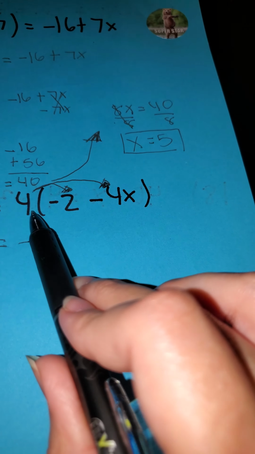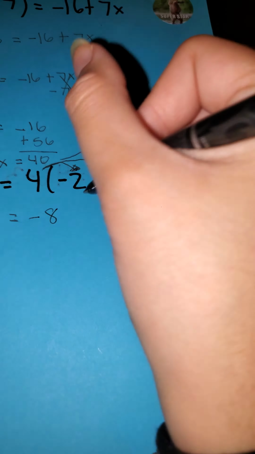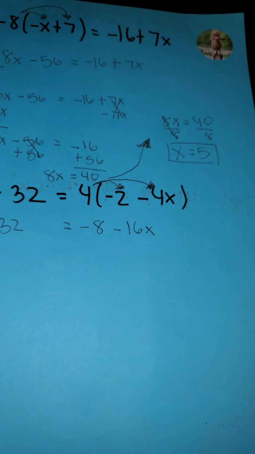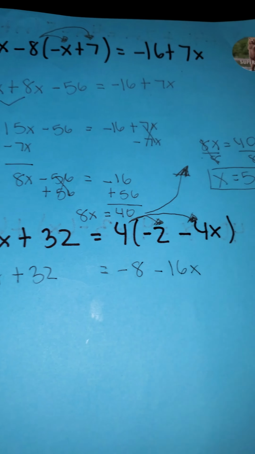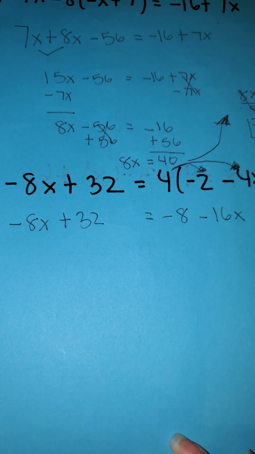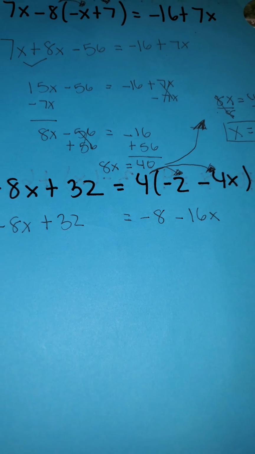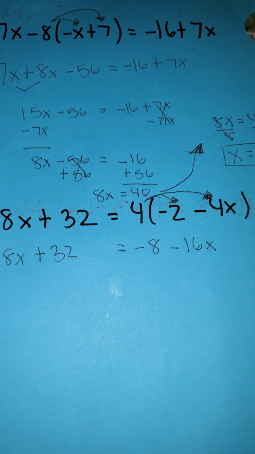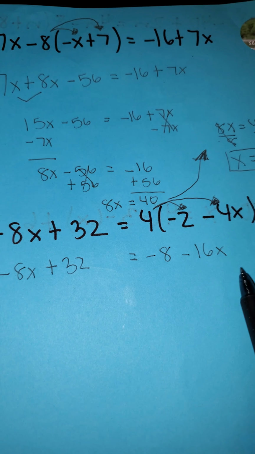And what is 4 times negative 4? That's going to be a negative 16. And we keep the x. Do I have anything to combine here? No, I don't have anything to combine. But I do want to get rid of x. So let's see which number I'm going to move to the other side. I want to move this 8x to this side of the equation.